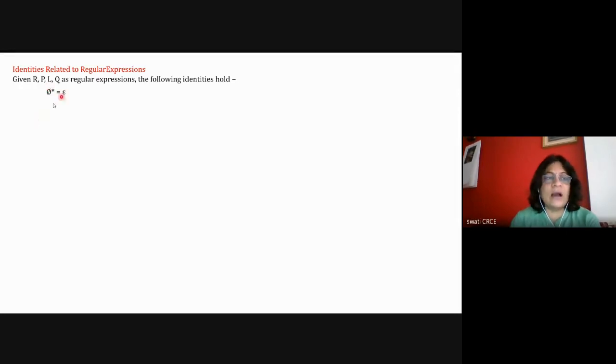Empty set star is nothing but the epsilon symbol. So empty and epsilon are used synonymously, like they are the same. So it is not difficult to remember this. The next one is empty symbol star is equal to empty symbol. So the empty symbol repeated multiple times is nothing but the single empty symbol.